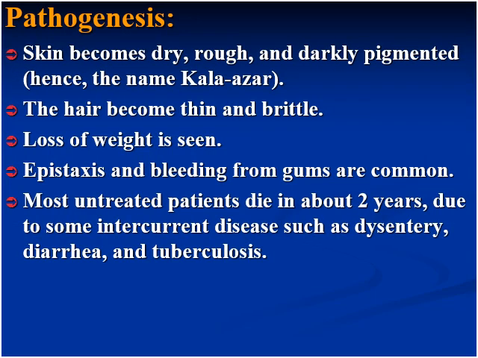Other signs: the skin becomes dry, rough, and darkly pigmented, so we call it kala azar, al-humma sawda. The hair becomes thin and brittle, with weight loss. Epistaxis and bleeding from the gums and other mucous membranes. Most untreated patients die in about 2 years due to intercurrent disease such as dysentery, diarrhea, and tuberculosis.